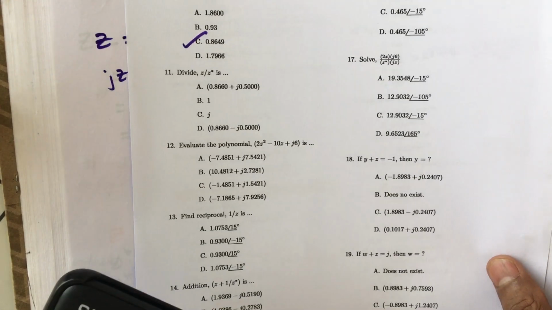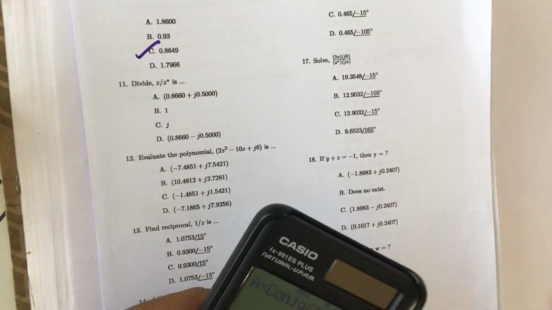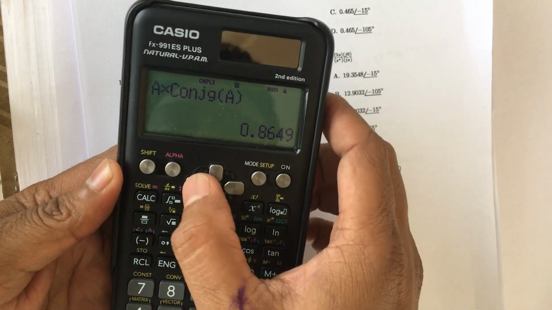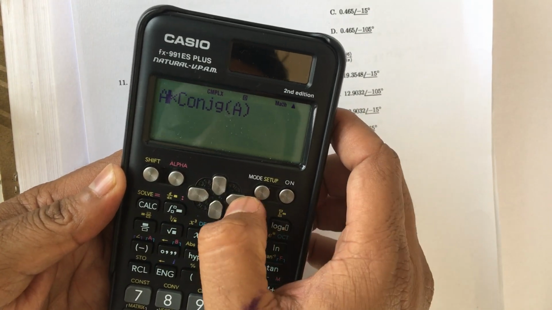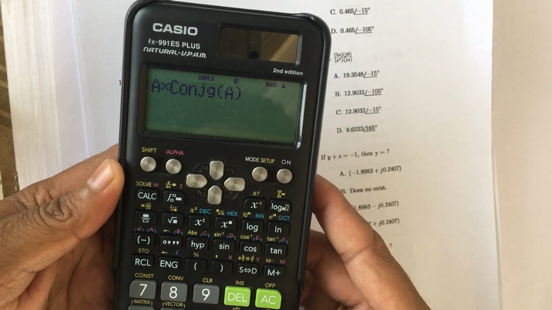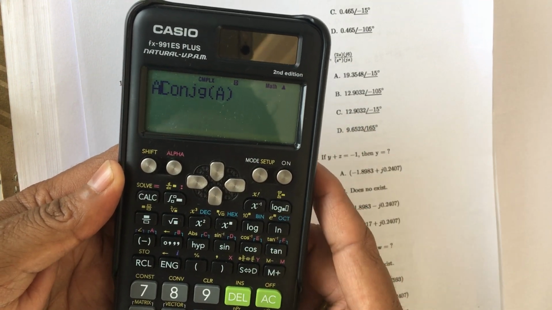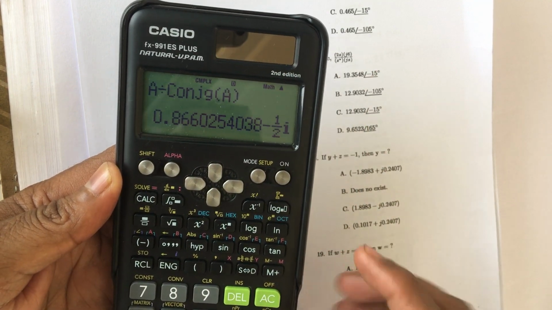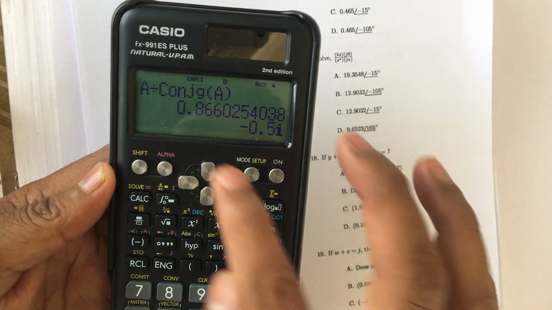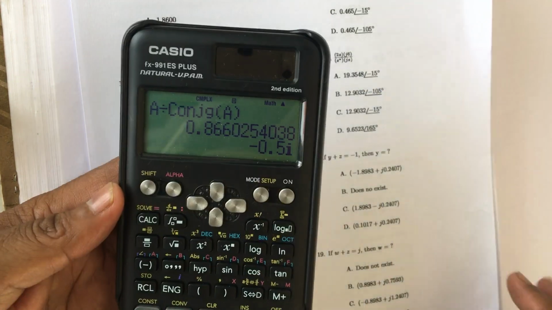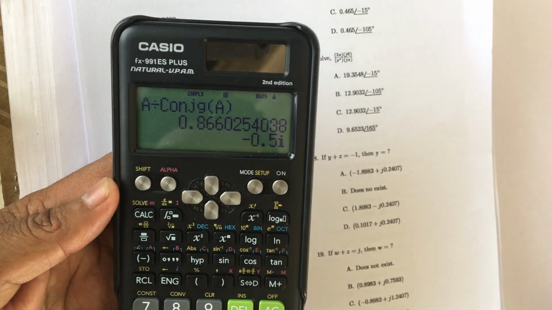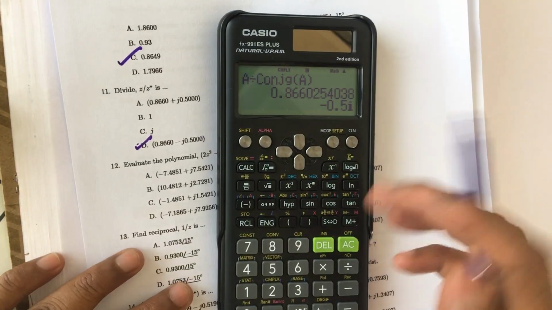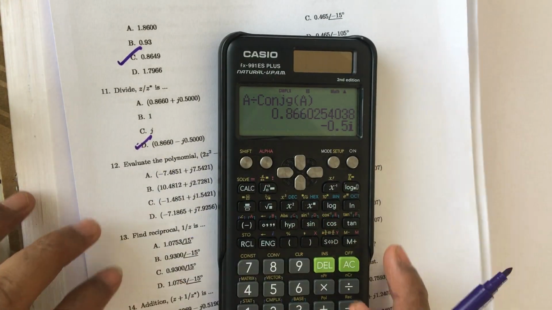Okay, let's quickly complete this. So 11th one, Z divided by Z star. Here the same thing, I'll just use my arrow. Instead of multiply, I'll just make it divide. So again I get the answer: 0.866 and minus 0.5j. So that is matching with choice D. Okay, so what is there on the calculator is matching with D.